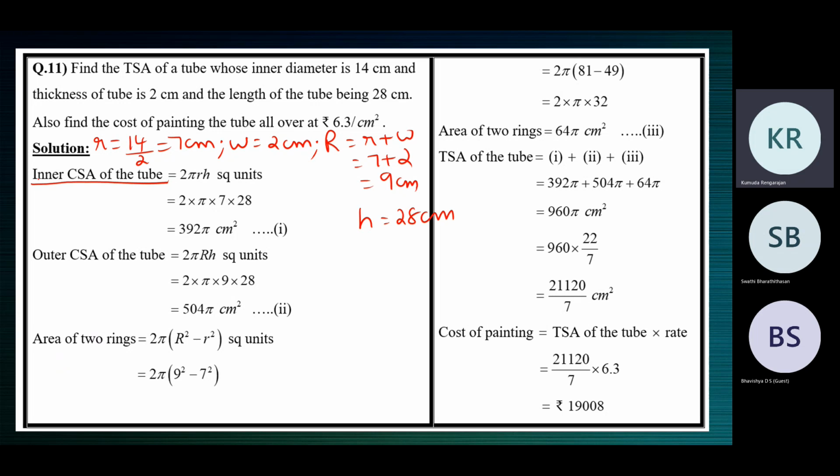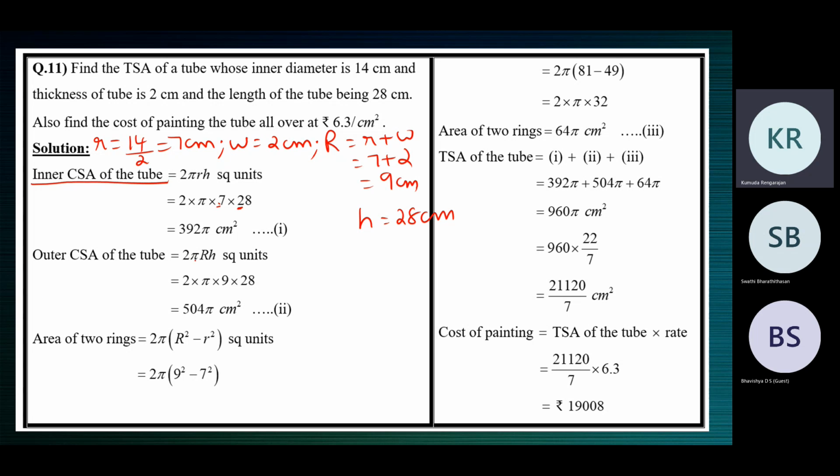Please write all this before you start working the answer. Now look at this. Inner CSA of the tube. The formula is 2 pi rh square units. Don't use the value of pi, have pi as it is. What's the value of small r? 7. And what's the value of h? 28. So multiply 2 into 7 into 28 is 392. So 392 pi centimeter square, because you can see that all the values are in centimeter.